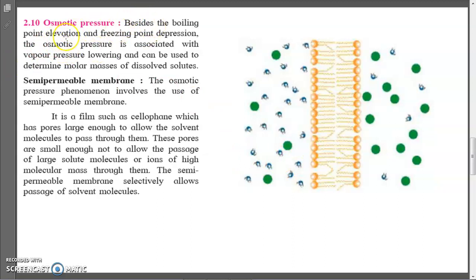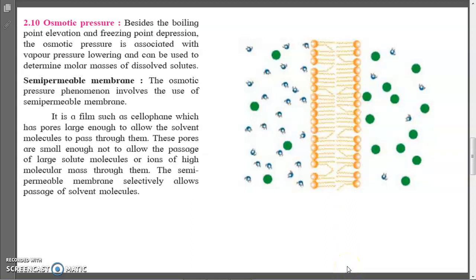Now the next colligative property is the osmotic pressure. Besides the boiling point elevation and freezing point depression, the osmotic pressure is also a colligative property, and it is also associated with the vapor pressure lowering and can be used to determine the molar masses of dissolved solute. In this, we have to calculate the osmotic pressure. Here, the yellow color is the semi-permeable membrane. The osmotic pressure phenomenon involves the use of the semi-permeable membrane.